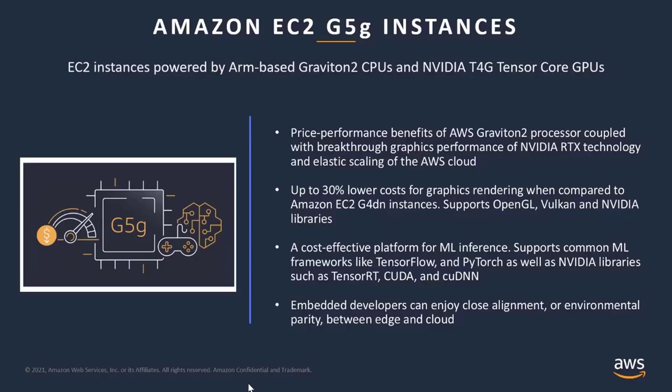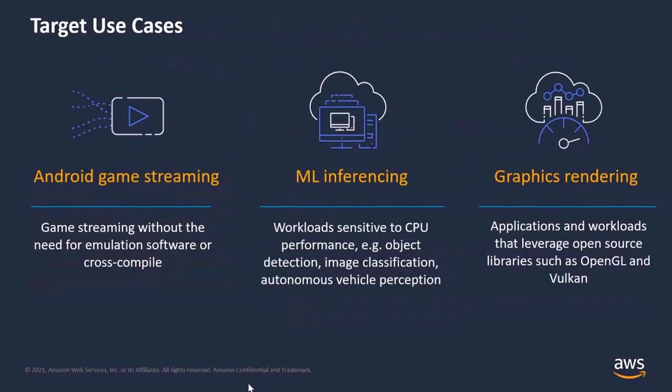Now we'll take a look at our Amazon EC2 G5g instances. This family uses ARM-based Graviton2 CPUs with NVIDIA T4G Tensor Core GPUs. By coupling ARM with NVIDIA GPUs, we're offering a technical unlock which provides developers an opportunity to create applications in the cloud which has parity to edge and mobile devices. The NVIDIA GPU and its software and SDK ecosystem is fully supported on ARM. The core fit for the G5G instance family is across game streaming, specifically Android game streaming, as well as parity with on-premises autonomous vehicle and edge compute devices, as well as general graphics rendering supporting OpenGL and Vulkan graphics APIs.